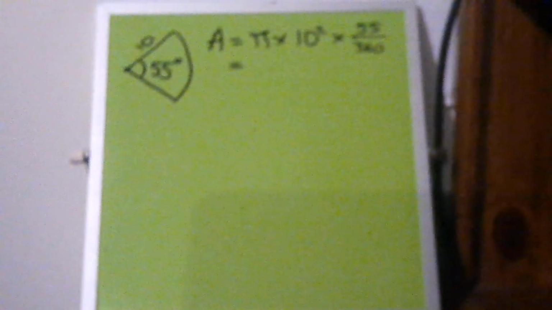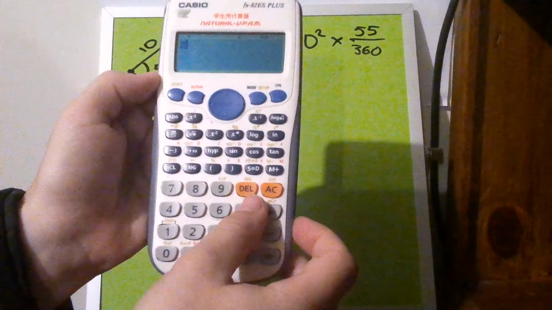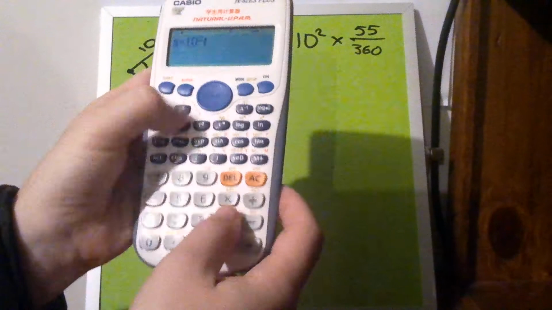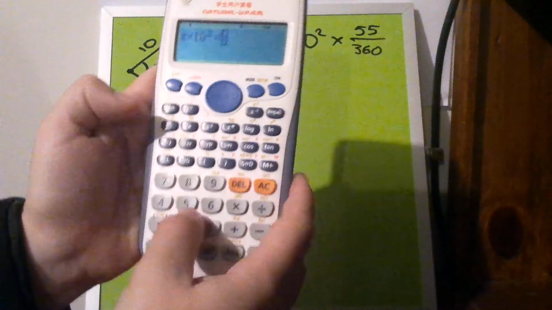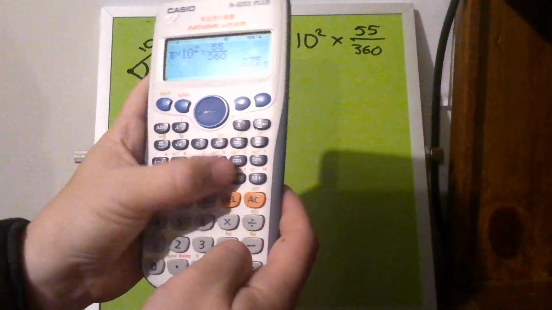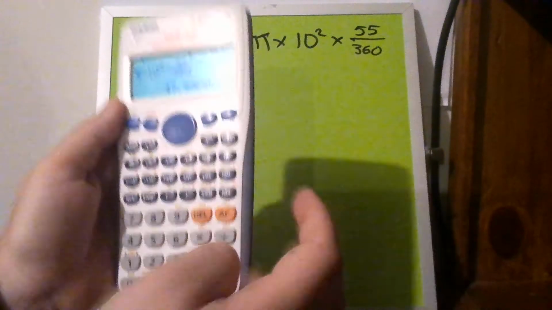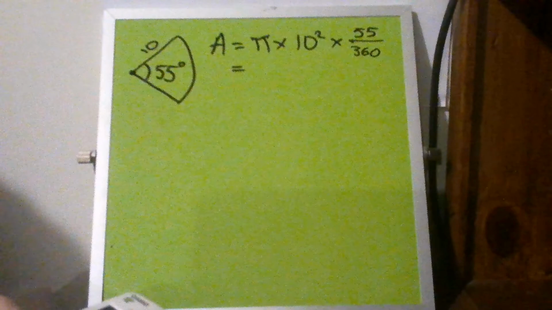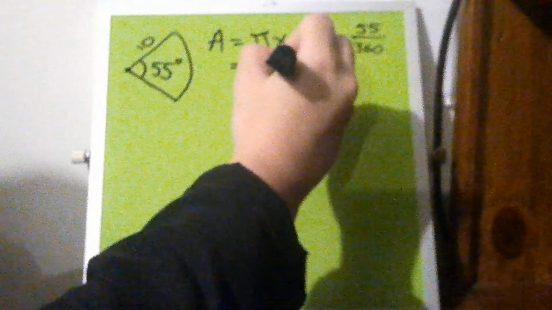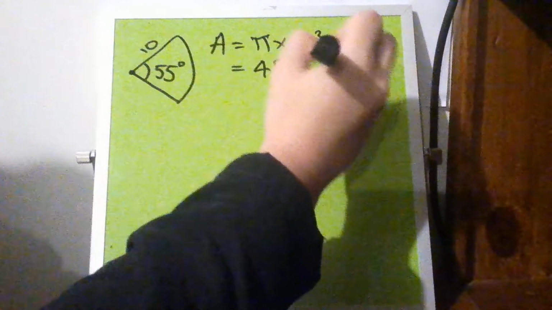Then, working that out, shift the times 10 button to get pi, times 10 squared, times the fraction key 55 over 360, equals 47.996, which rounds to 48. And I should be writing square units at the end of that.